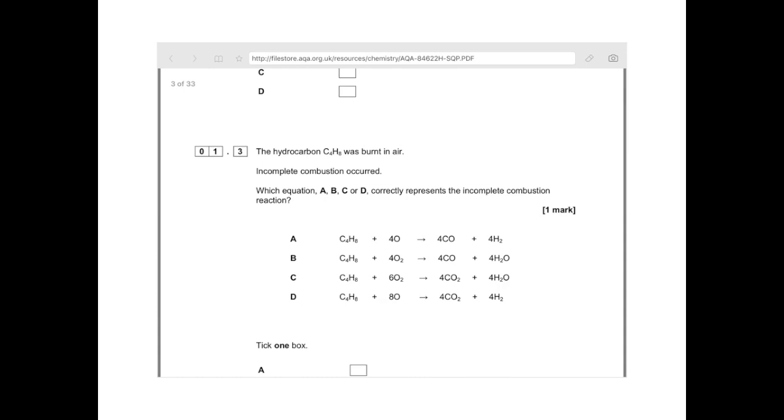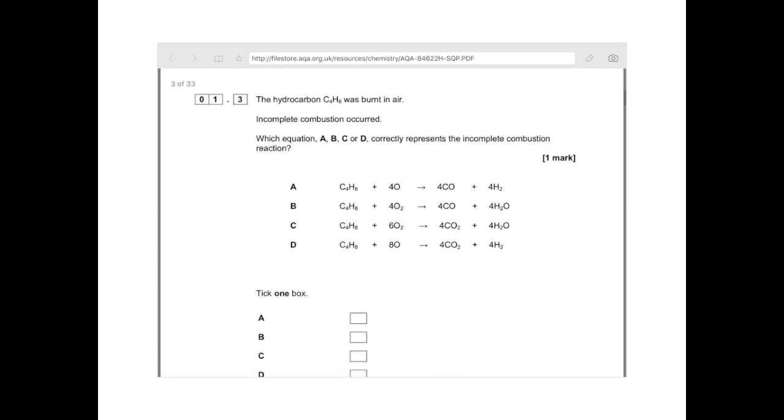The hydrocarbon C4H8 was burnt in air, incomplete combustion occurred. Which equation correctly represents the incomplete combustion reaction? Incomplete combustion requires you to know that carbon monoxide and water are produced, so that brings down your options to A and B, and actually no, we're just looking for water, not hydrogen, which is why the answer here is B.